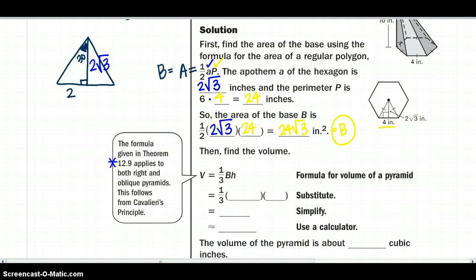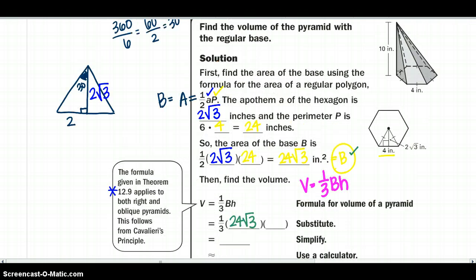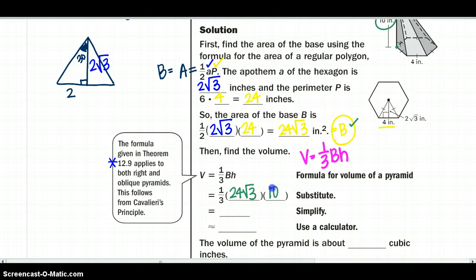Alright, and remembering our new formula, V equals 1/3 our base area times the height of our solid. We can just go ahead and plug those numbers in. 24 square root of 3 will be our big B, and our height, notice, from the point to the base, not on the face, but the height of it will be 10 inches. So if we simplify that, that will be 80 square root of 3, and that will be approximately 138.56 cubic inches. Remember that since we're still in volume, we use the cubic units.